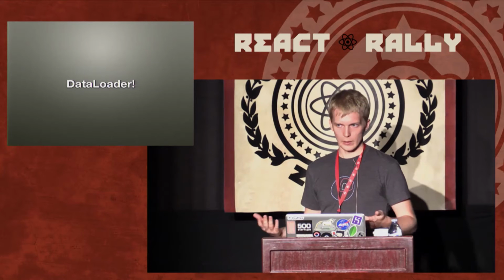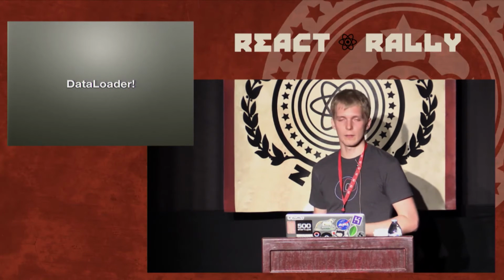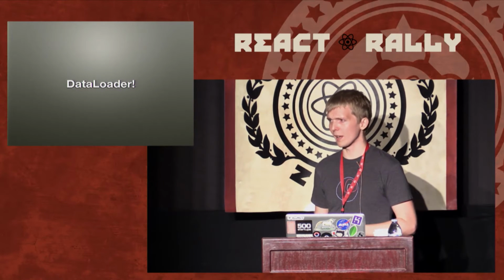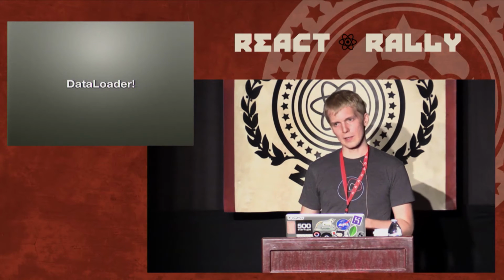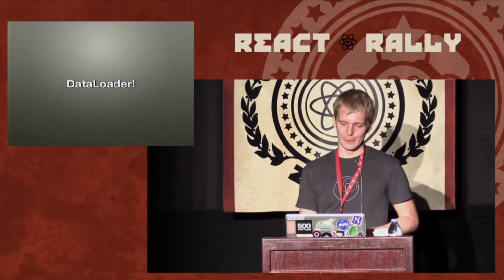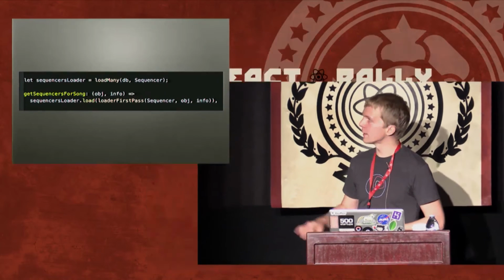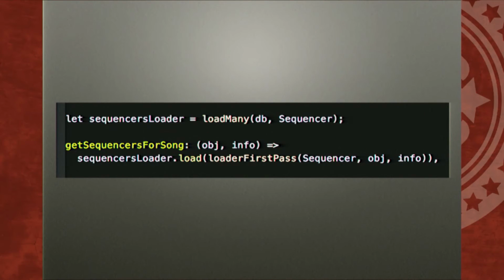The way to do this is data loader. Data loader is, again, a Facebook project. It's mostly a helpful JavaScript library. It actually doesn't do that much. It's just a pattern, and this is an intentional oversimplification of the data loader pattern. We have a helper function which creates a data loader, in this case called load many. Load many takes one of these ES6 class definitions and the database connection, and gives you a data loader object. You can call .load on this object.